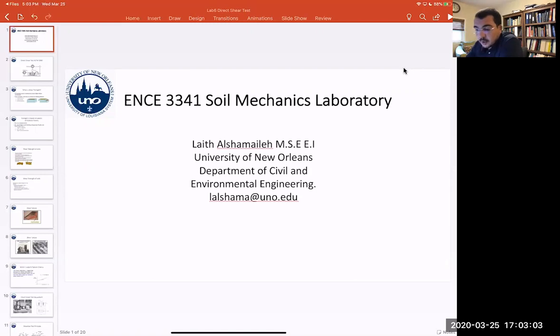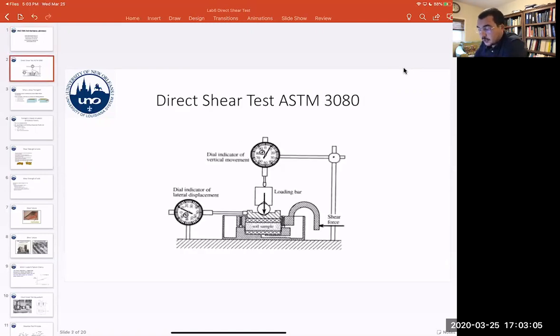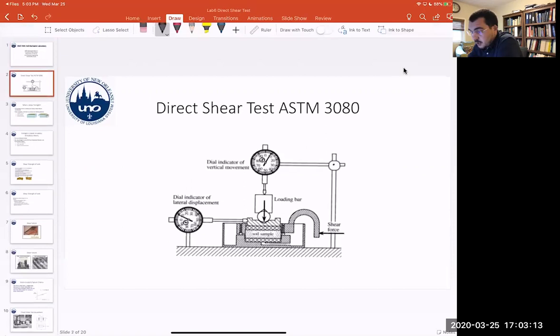Today, we are going to talk about the direct shear test. This is the ASTM standard here. This is for what is known as a drained test that is performed on granular material, so sands and gravels. And we'll go into what is drained versus undrained. Basically, this is a shear test, so you have a shear force right here being applied to a soil sample.